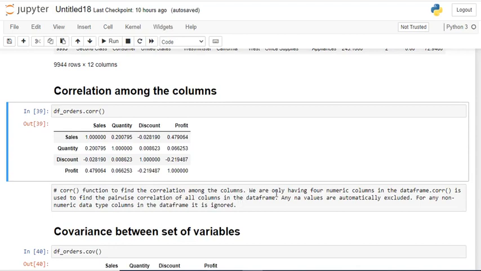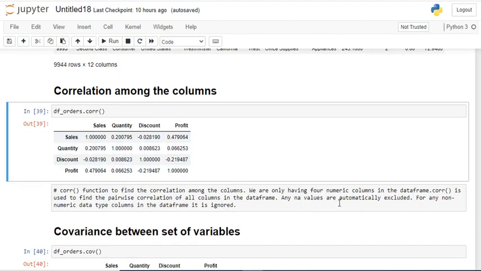The features of the data set: we only have 4 numeric columns in the data frame. Corr is used to find out the pairwise correlation. So there are pairs: sales versus sales, quantity versus quantity, discount versus discount, profit versus profit, and sales versus quantity, sales versus discount, sales versus profit. So that pairwise correlation has to be established.